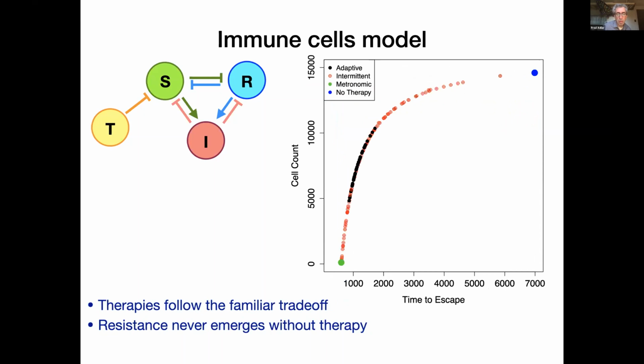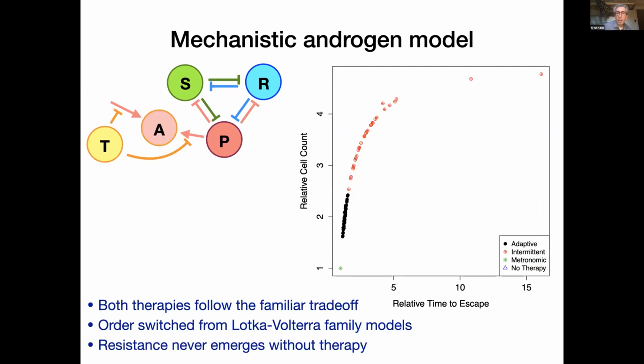The immune cells model, surprisingly, followed basically the same exact trade-off that we've seen elsewhere between time to escape and cell count. And finally, the same deal with the mechanistic androgen model. I should confess that when I started this work, I was convinced that this would be really different. I've criticized the original model for its sort of unrealistic handling of resources, and it proved that it really didn't matter. I should say that this separation between the adaptive and intermittent therapies is just a byproduct.